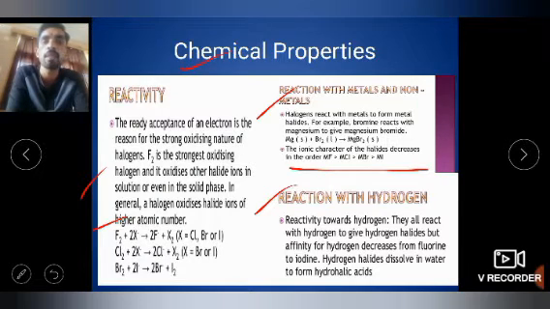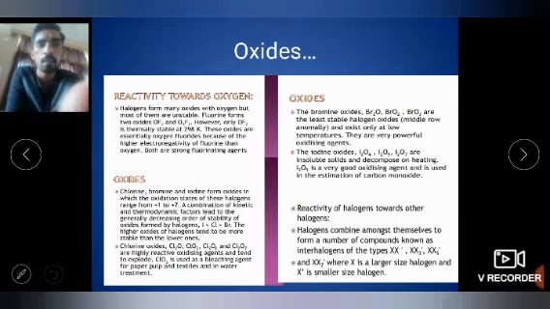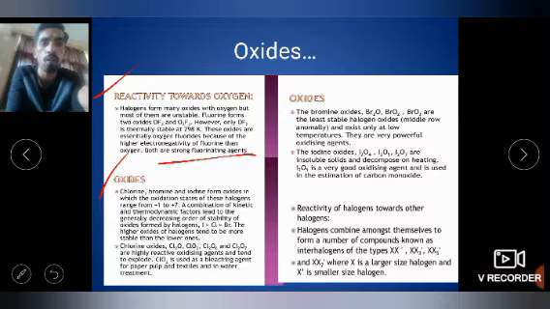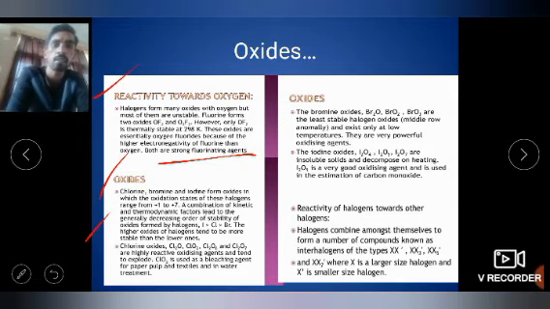Reaction with hydrogen: halogens give hydrides. They all react with hydrogen to give hydrogen halides, but the affinity for hydrogen decreases from fluorine to iodine. Reaction with oxygen gives oxides. This also decreases down the group, but there is a strong chlorinating agent. Chlorine, bromine, and iodine form oxides in which the oxidation state of the halogen ranges from +1 to +7. A combination of kinetic and thermodynamic factors leads to the general decreasing order of stability of oxides from iodine.